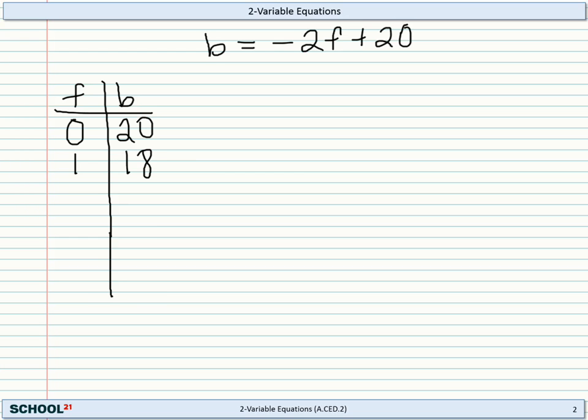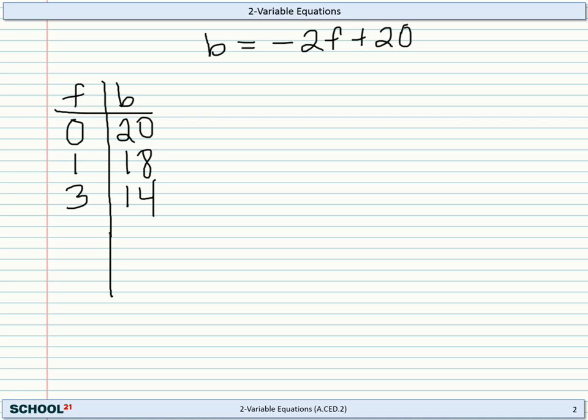Okay, now what if we wanted 3 flower arrangements? Well, 3 times negative 2 would be negative 6. Negative 6 plus 20 would be 14. So we can go ahead and put that value in here too. 3 and 14. And you could go on and on putting more values into the table. And then you could just read from the table anytime your class president changed her mind.